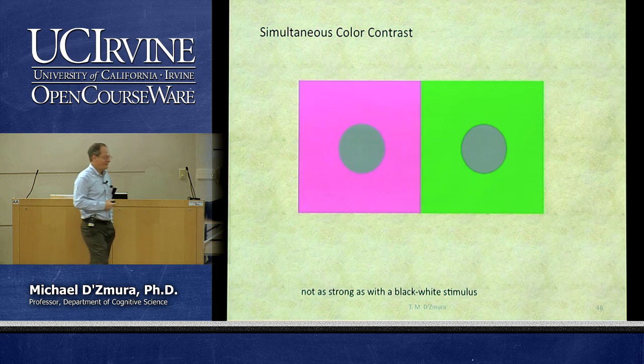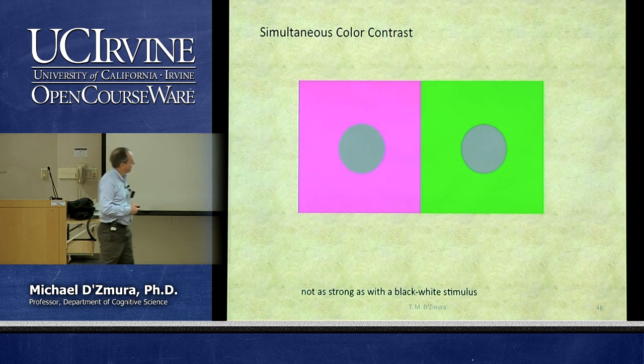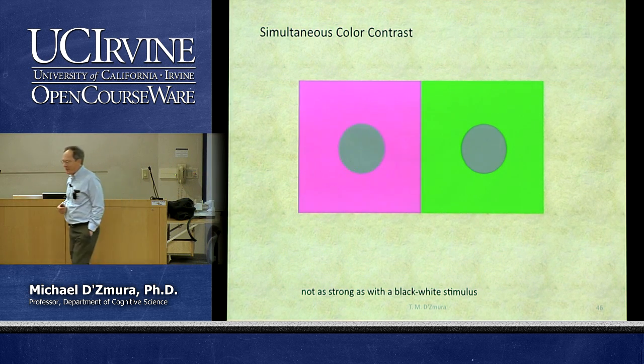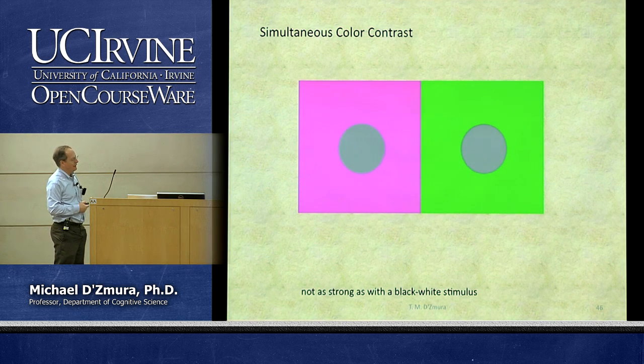Now, color opponency. Is there any perceptual evidence beyond the things that we talked about for color opponency? It turns out there are some illusions that provide really nice evidence for color opponency.